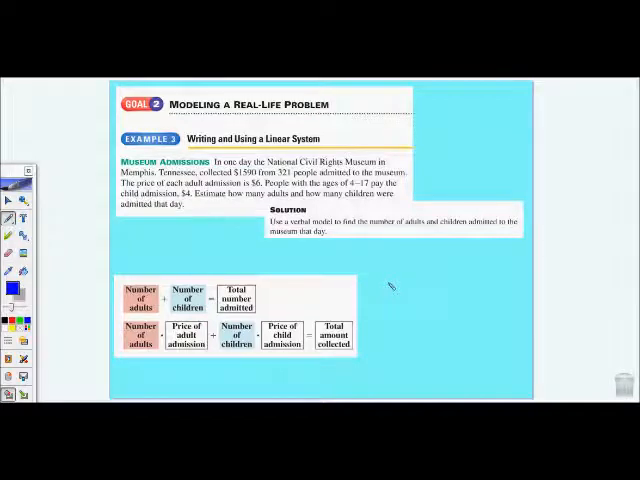Off lesson 7.2. Again, we have a real life problem. We're still trying to figure out linear systems with real life problems. This time it's a museum admission.